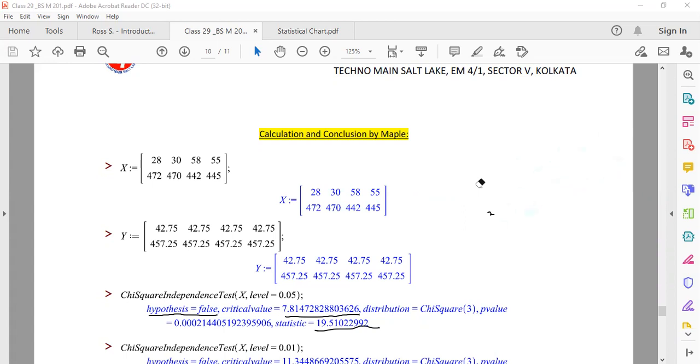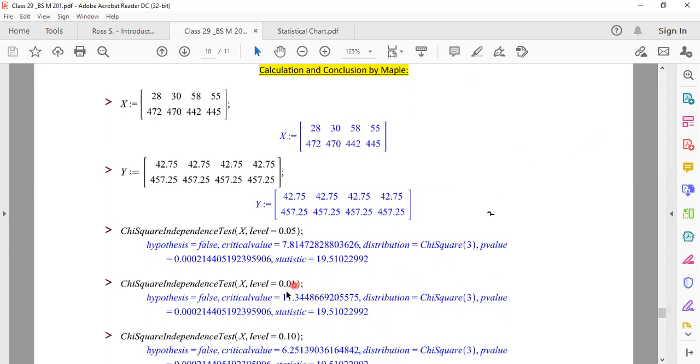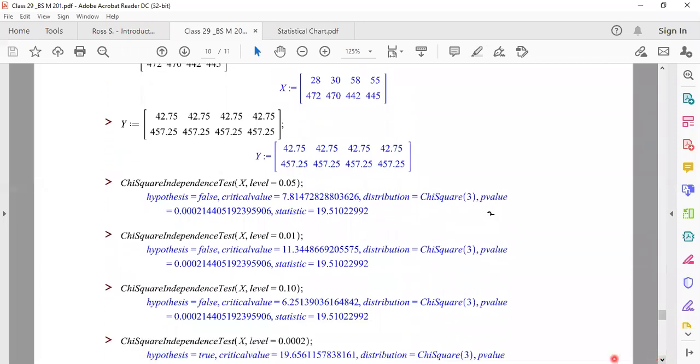Now after this, what I have done is that I changed a little bit. I wanted to show you something, so I changed my level of significance. If I change my level of significance, what other changes have occurred in the output? Everything remains the same, but you see the critical value is changing. Here also the calculated value of chi-square is greater than the critical value, so null hypothesis is false. Again, I have changed my level of significance. Now the critical value is 6.25. So again, the calculated value is greater than the critical value, null hypothesis is false.